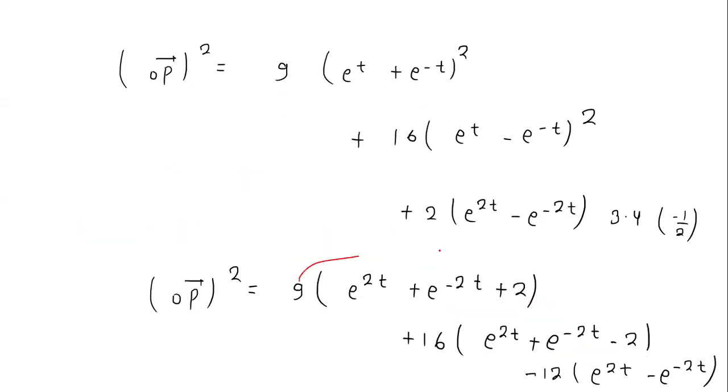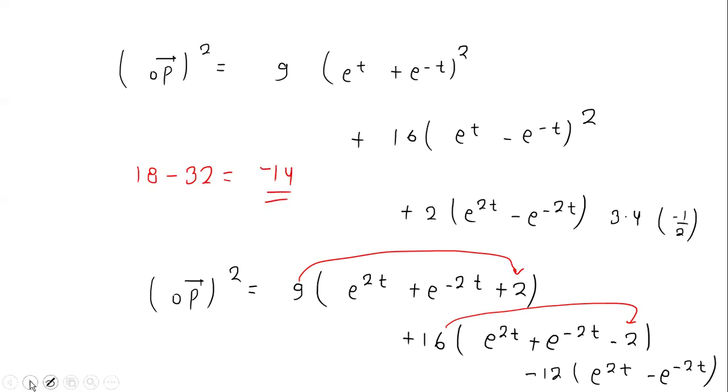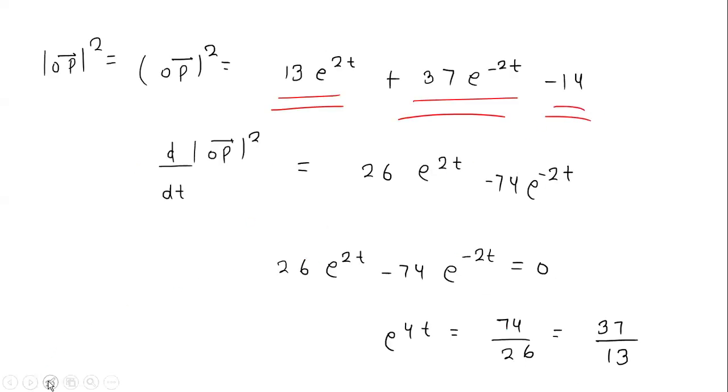lastly there is 9 multiplied by 2 which is 18, and 16 multiplied by 2 it is 32. So 18 minus 32 will give us minus 14. So that I write here. So this is the final simplified version. Now this is the length of vector OP square, and we have to find the minimum value.